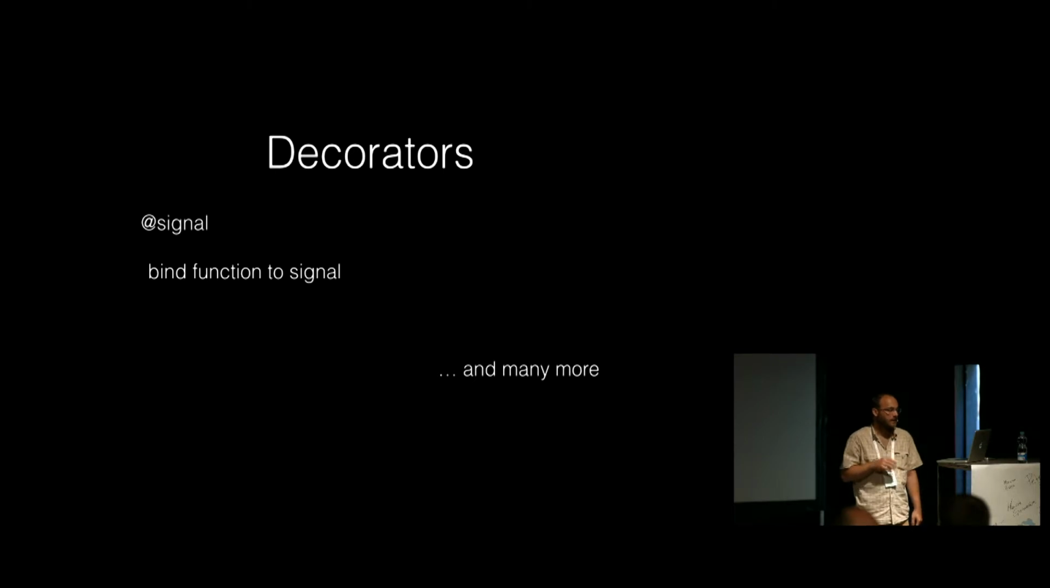Signal decorators allow you to bind a function call to signals. You can use uWSGI internal signals or system signals just to notify your application that something is happening. There are many other decorators like RPC, which uses the uWSGI internal RPC system to call functions. And you can call functions between plugins, between programming languages. So you can call a Python function, for example, from PHP.